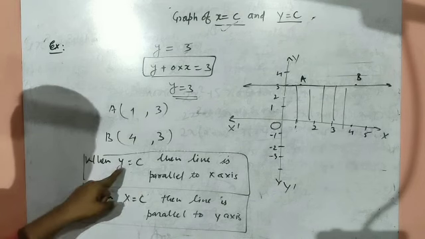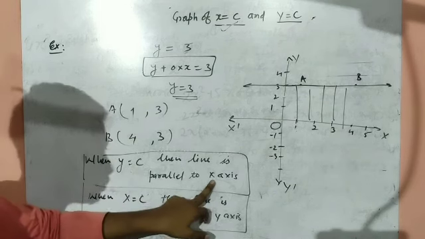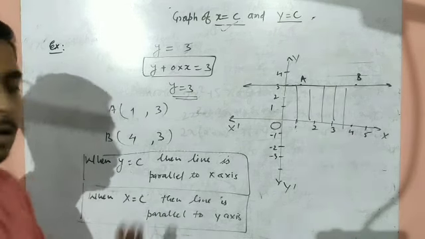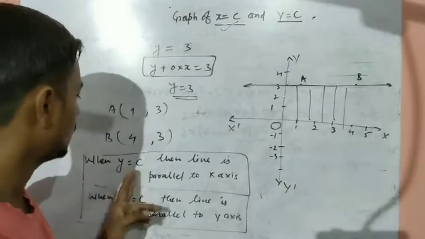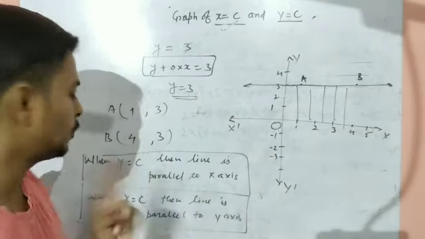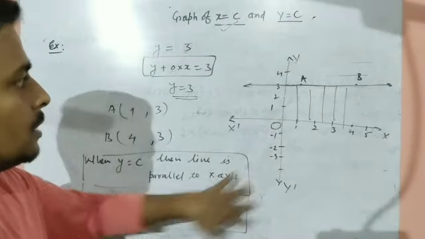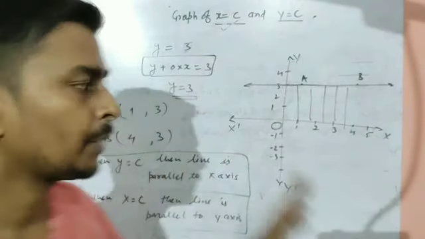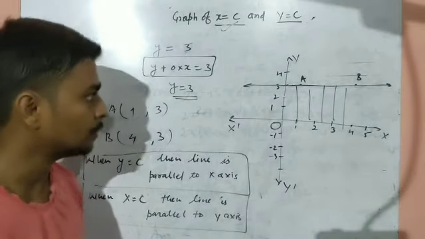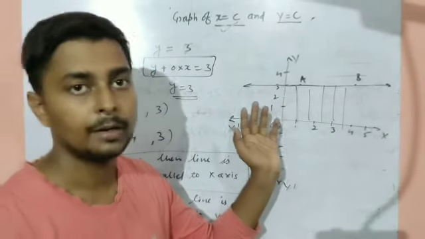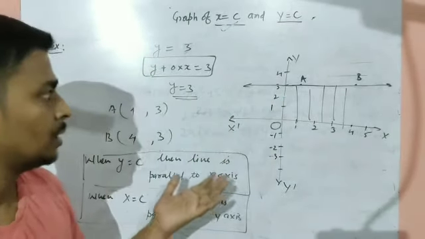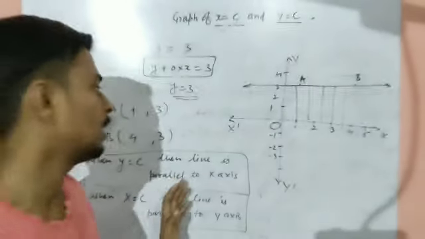Just the reverse process. When y is constant, the line is parallel to x. When x is constant, it is parallel to y. And the approach is: when y is fixed, choose 2 points of x. When x is fixed, choose 2 points of y. So this is the method and approach to draw the line. There are many approaches, but these are the simple ones.